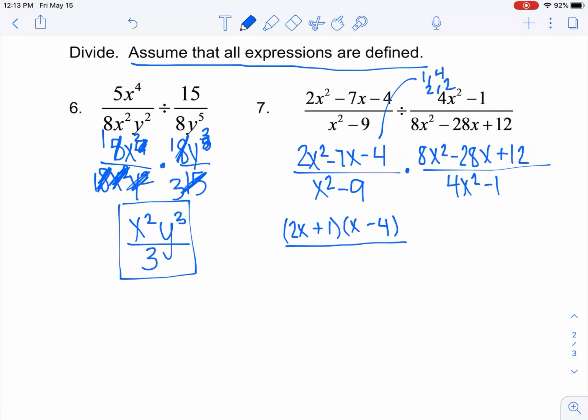Now on the denominator of my first fraction, we've got x squared minus 9. That is a difference of perfect squares. So we can factor that into two binomials. We take the square root of the first term, which is x, the square root of the last term, which is 3, and then we have one plus, one minus.